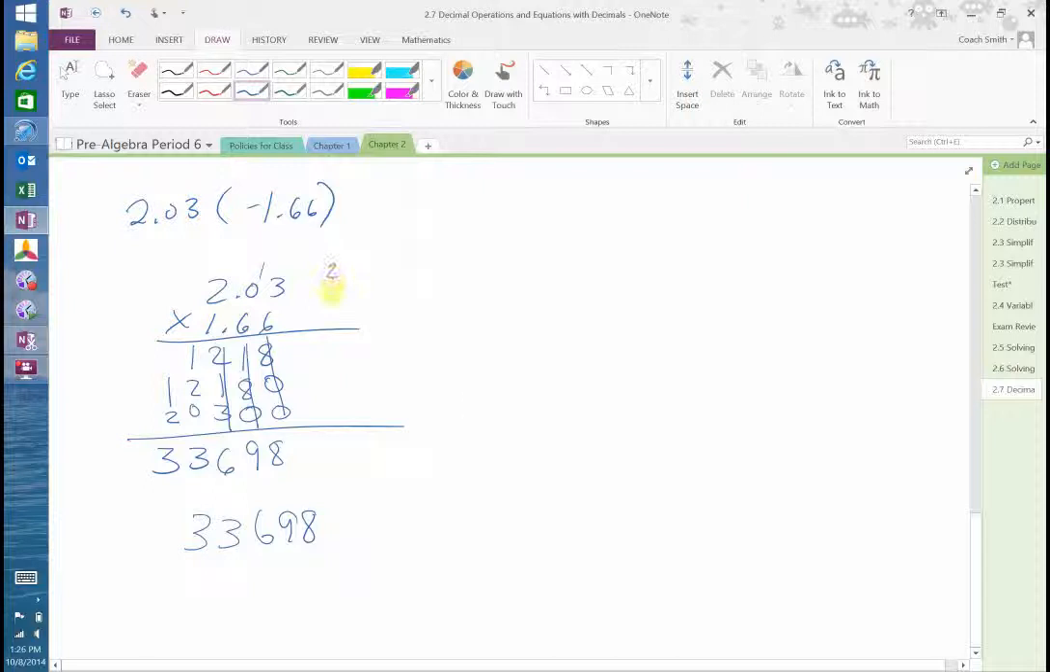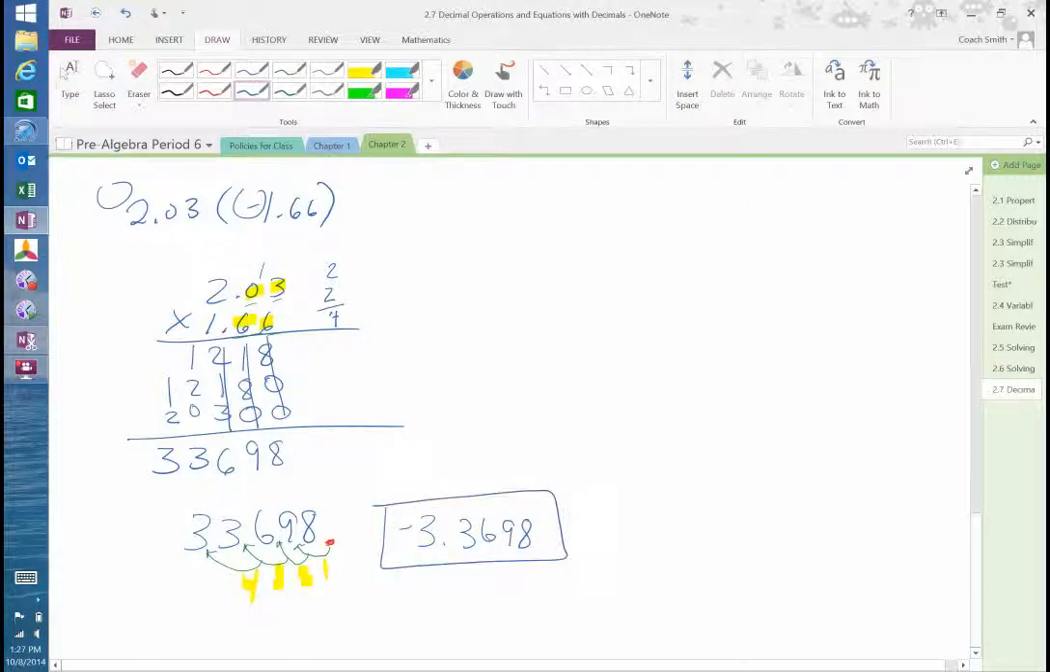And there are 2 decimal places there, 2 decimal places there, for a total of 4 decimal places. So here's your decimal. You move it 4 places. Once, twice, 3 times, 4 times. So that gives me an answer of 3.3698. I have one negative sign, so it's negative 3.3698.